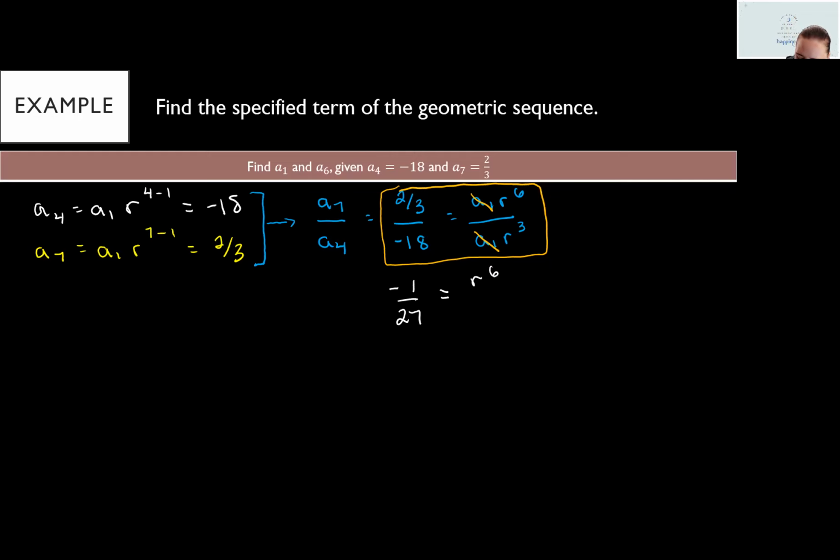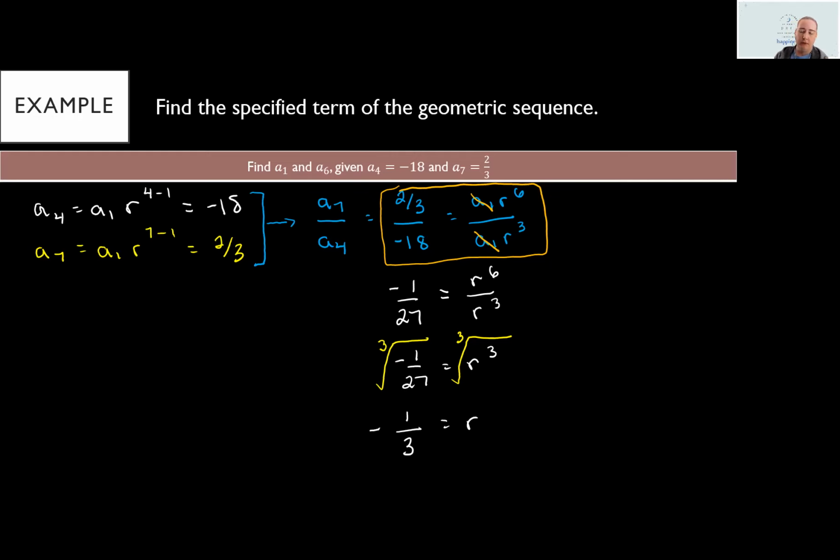And then we have basically R to the 6 over R to the third. So we can use our rules of exponents on the right and subtract 6 minus 3. So we get -1/27 equals R cubed. And then you take the cube root of both sides to find out what R is. So the cube root of a negative results in a negative. Cube root of 1 is 1. Cube root of 27 is 3. So we end up with R being -1/3.